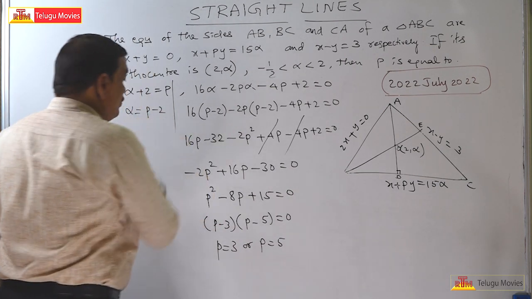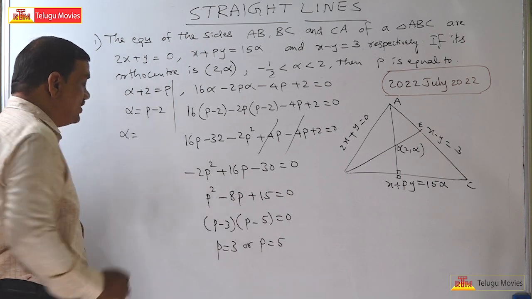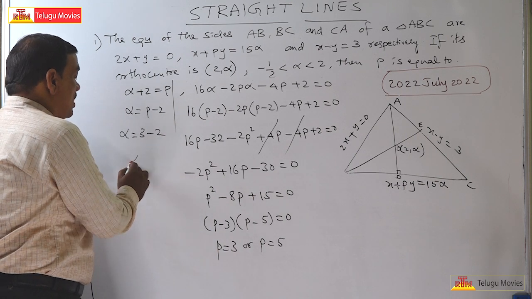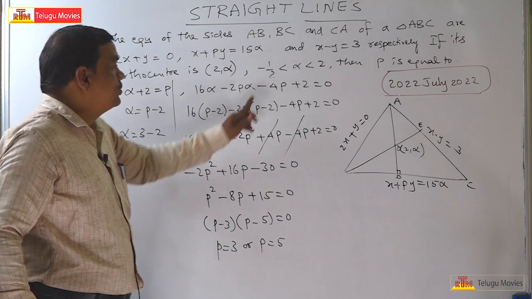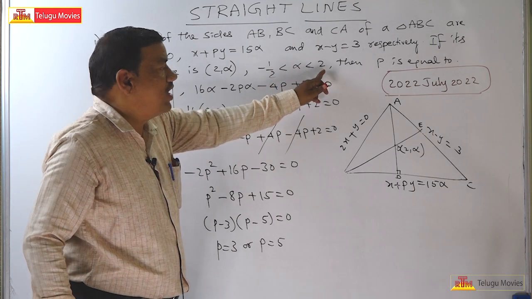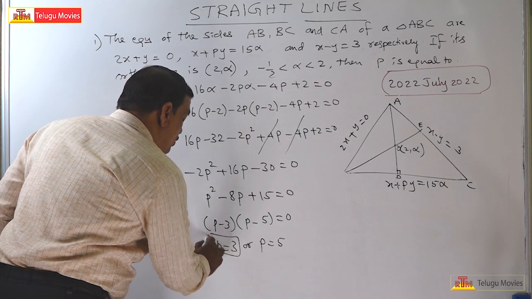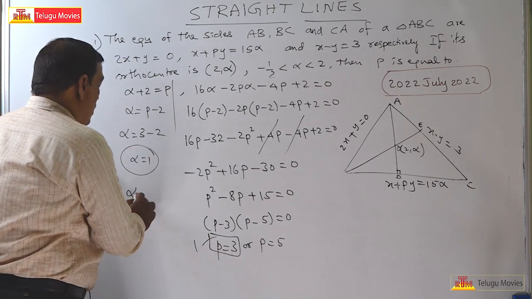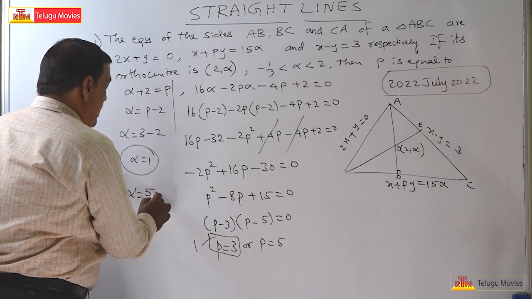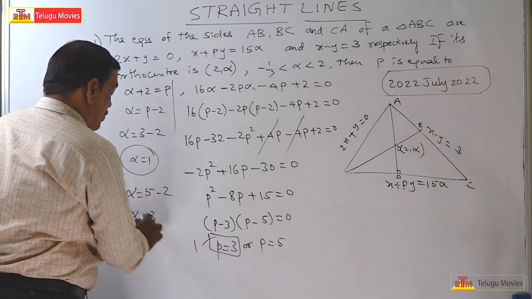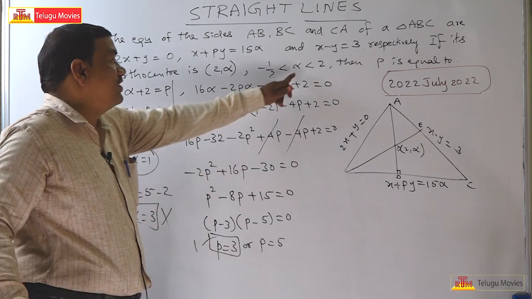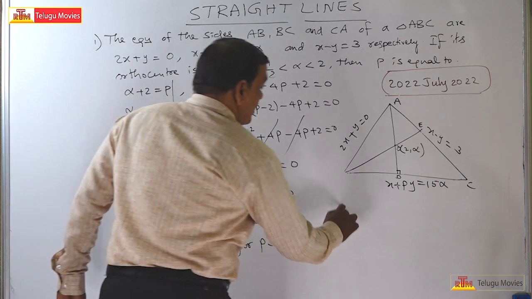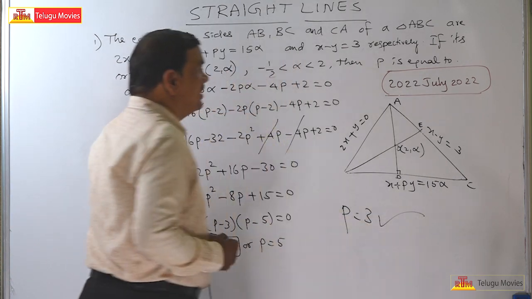That's why substitute here. Alpha is equal to p minus 2. First take p is equal to 3: 3 minus 2, that is alpha is equal to 1. So 1 lies between minus 1 by 2 and 2. Therefore, p is equal to 3 will be the right answer. If you take p is equal to 5, what happens? Alpha is equal to 5 minus 2, so alpha is equal to 3 you are getting. But your alpha should lie between minus 1 by 2 and 2. Understand? So your final answer is p is equal to 3.